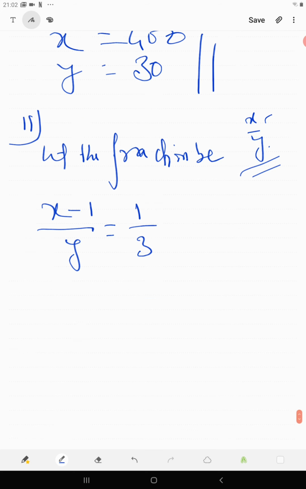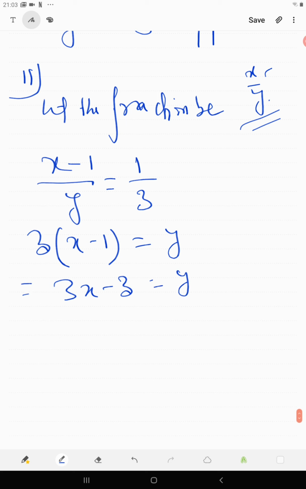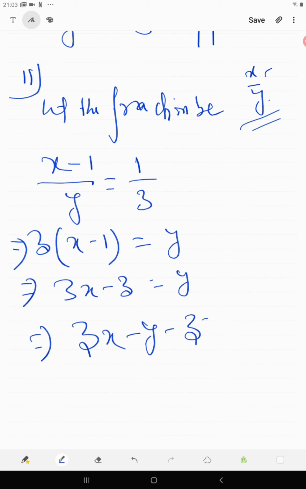Again, you need to form one equation, by the cross multiplication method. So 3 into (x minus 1) equals y. So 3x minus 3 equals y. Finally, y comes to the left side and it will be 3x minus y minus 3 equals 0. This is our equation 1.